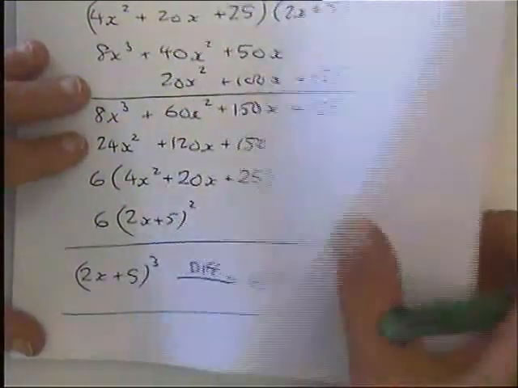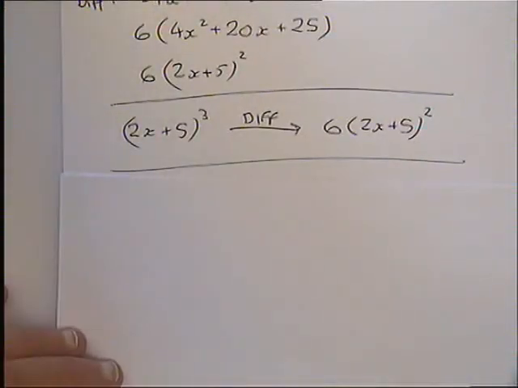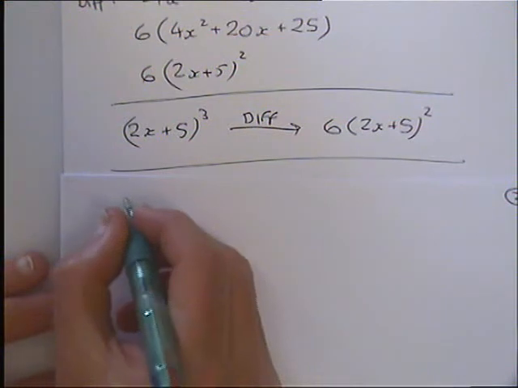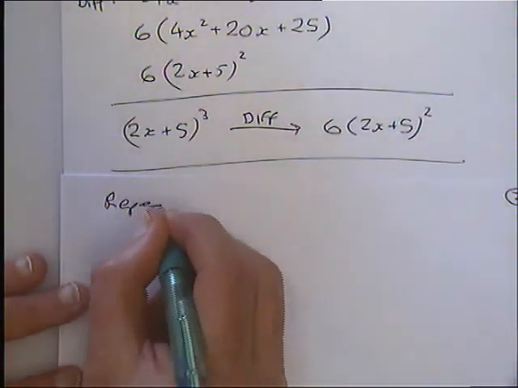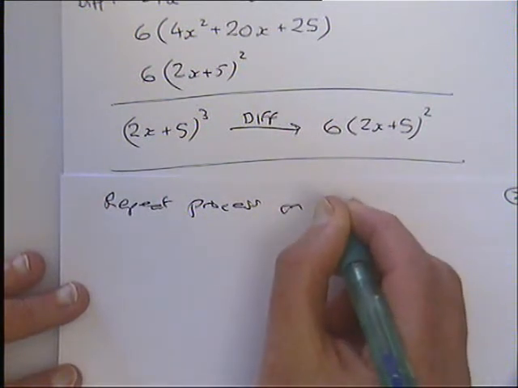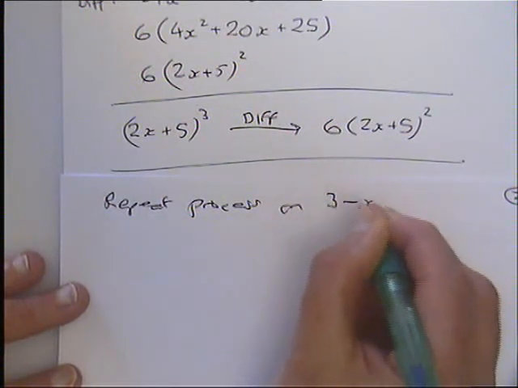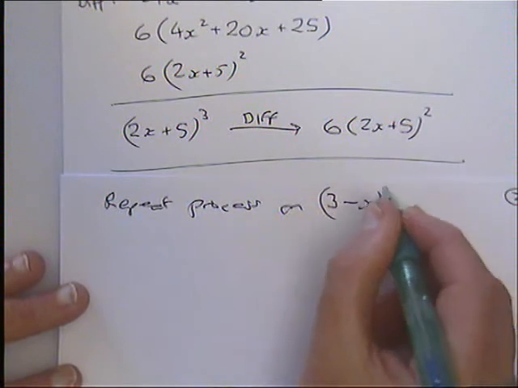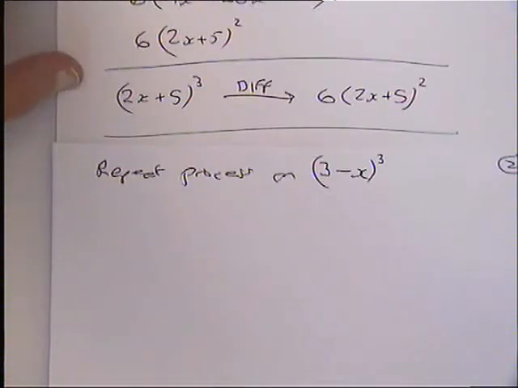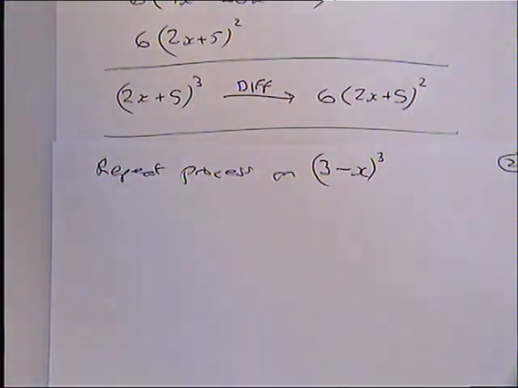Can we have a go at another exercise, a very similar one? Can we run through the same steps, so we're going to repeat that process on 3 minus x cubed. Okay, we'll repeat that process on 3 minus x cubed. So let's multiply it out, differentiate it, factorise it fully. I'm going to pause the video here, give you some working time.